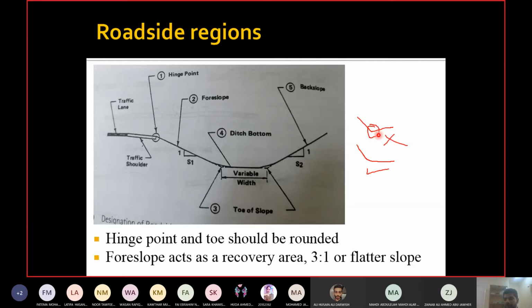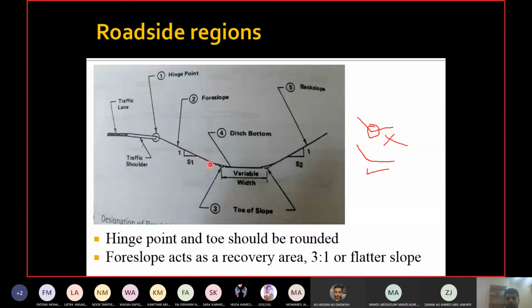More variability, more pressure. So we prefer the water to flow across a rounded surface, because then the flow will be smoother. If it hits a pointed corner, then the flow will become disturbed, and this will cause damage to the surface of the drainage channel. So we prefer rounded corners. Even the hinge point is rounded, and this toe of the slope is also rounded.